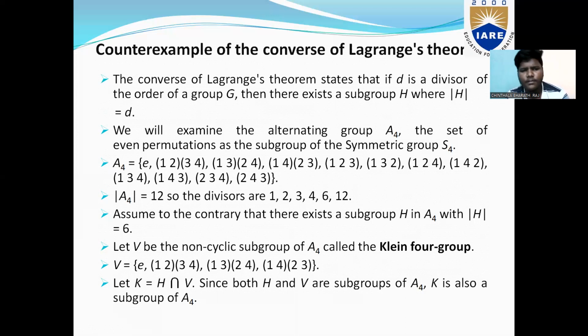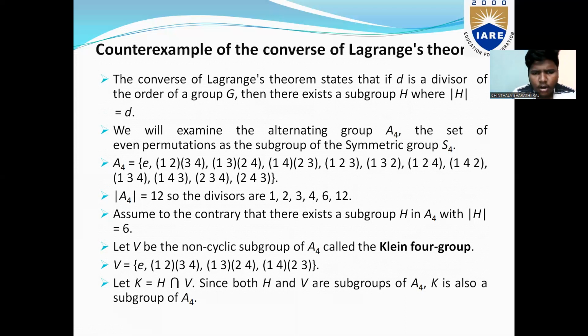That is, A4 equals the set containing e, (1 2)(3 4), (1 3)(2 4), (1 4)(2 3), (1 2 3), (1 3 2), (1 2 4), (1 4 2), (1 3 4), (1 4 3), (2 3 4), (2 4 3). Therefore, the order of A4 equals 12. So the divisors of 12 are 1, 2, 3, 4, 6, 12.